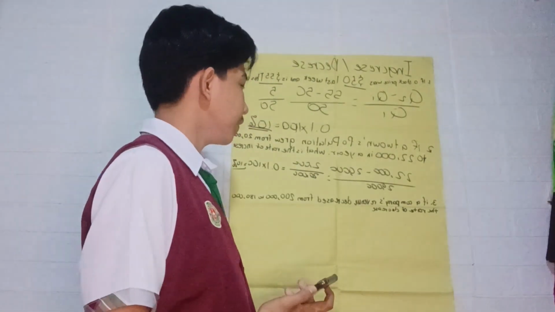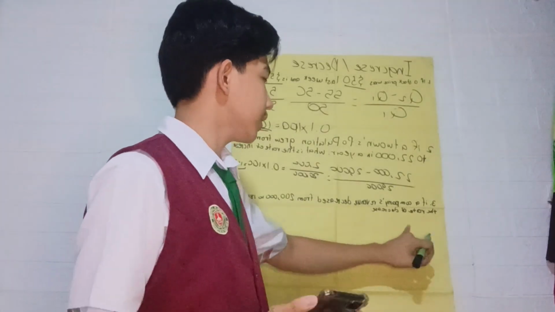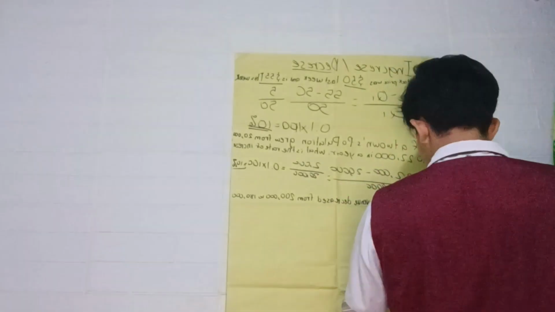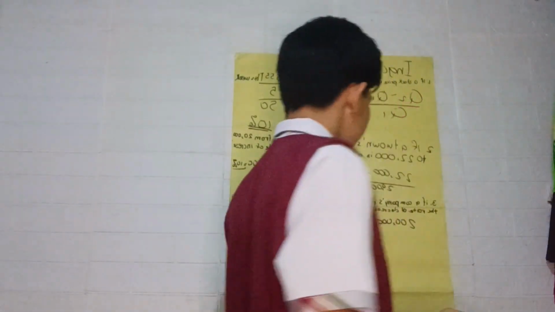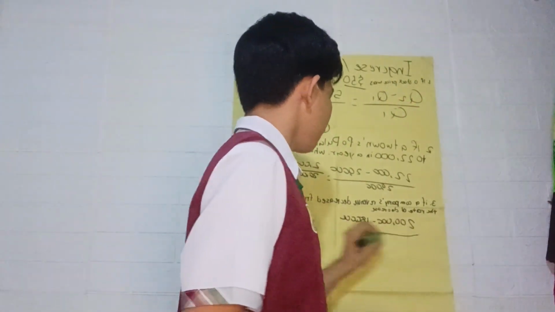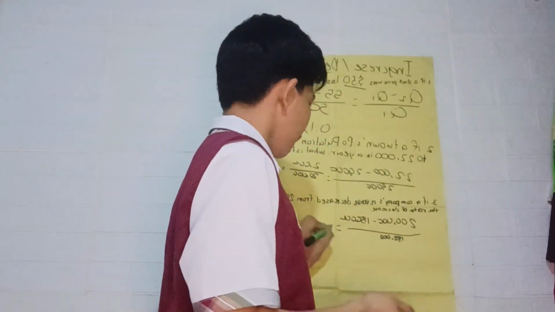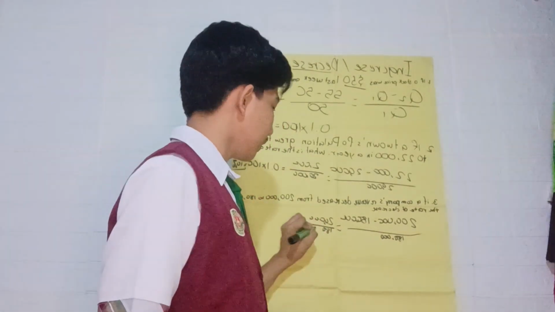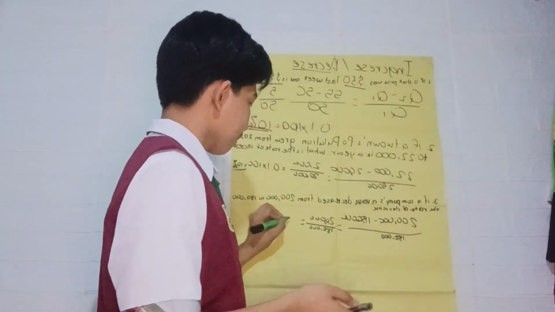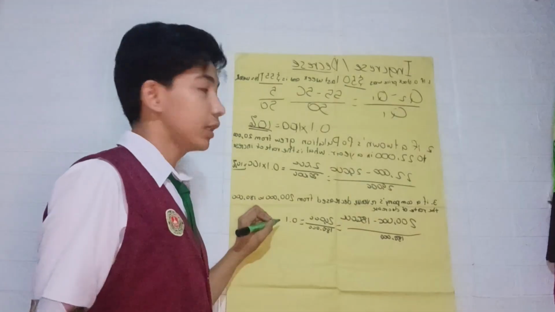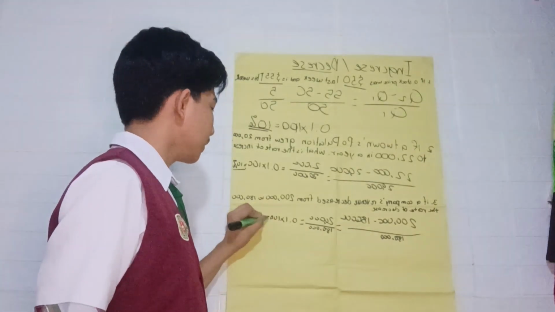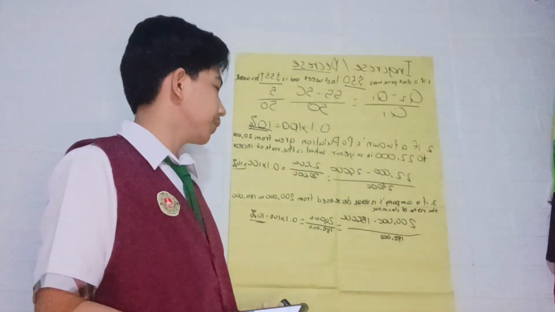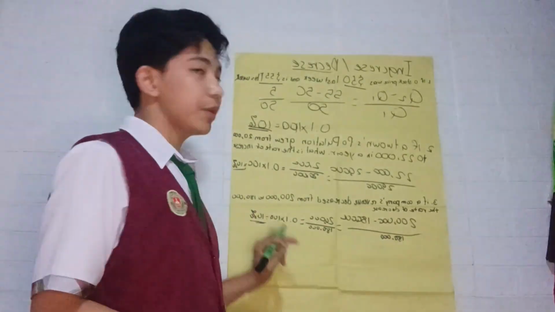For number 3, if a company's revenue decreased from 200,000 to 180,000, what is the rate of decrease? We're going to find the decrease naman po. So we're still going to use this formula. That will be 200,000 minus 180,000 over 180,000. We're going to minus this first. That will be 20,000 divided by 180,000 equals 0.1. That will be 0.1 times 100 again, and that will be 10%. So the decrease of the company's revenue from 200,000 to 180,000 is a 10% decrease.